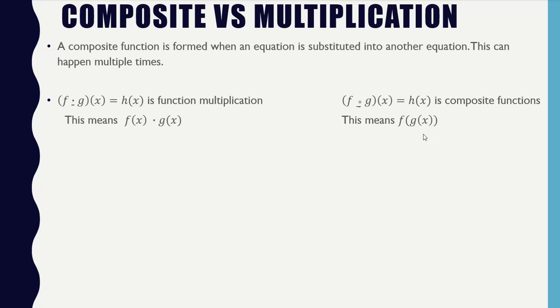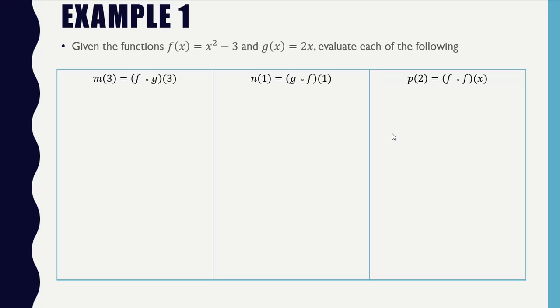This means it's a composite function, and we would actually write this as f and then in brackets g of x. Now that kind of looks weird right now, but if we go to our first question, we have given the functions f of x is equal to x squared minus 3 and g of x is equal to 2x, evaluate each of the functions. So we have m of 3 is equal to f and then the composite g of 3. And we want to put these in, figure out what this is actually equal to.